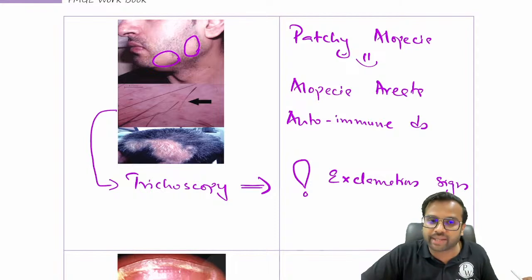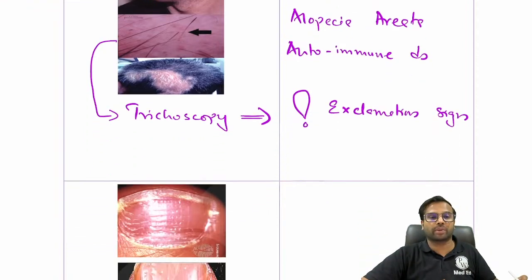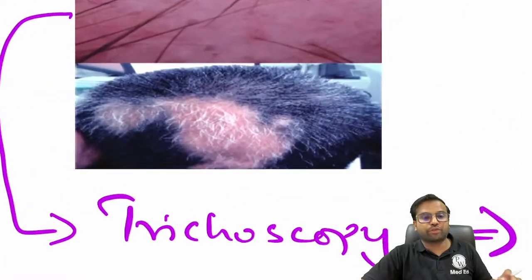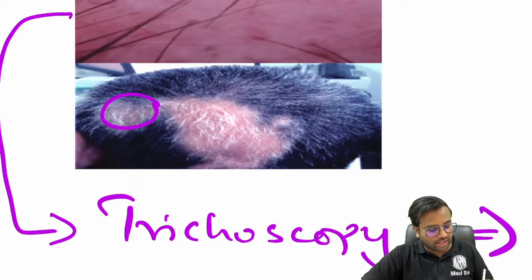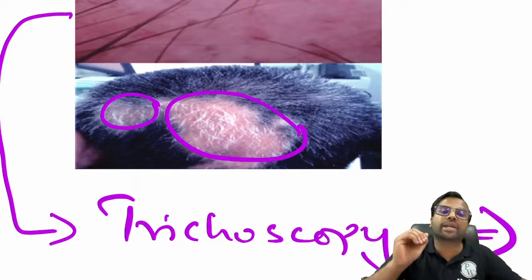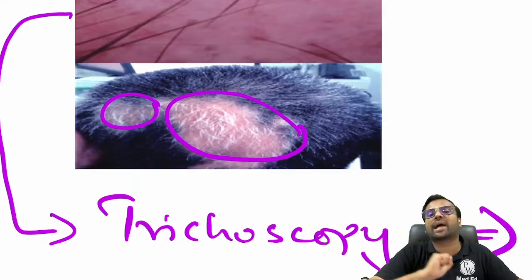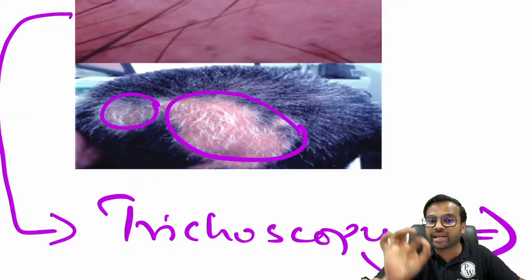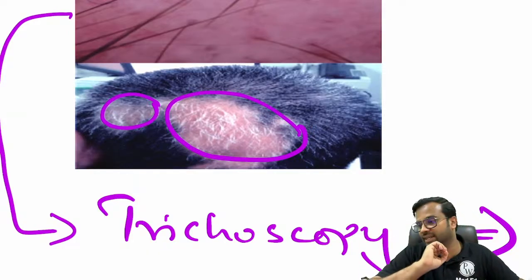Exclamation mark sign, which can be seen in a trichoscopy. Now, what about this last image? So in this last image, if I just zoom in, again, you can see that there is a patchy hair loss here. There is a much bigger patchy hair loss here. And the patient has lost all the black hair, and there is a retention of white hair.